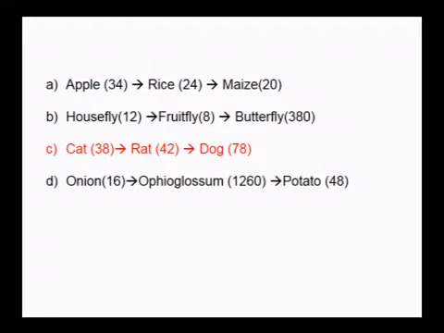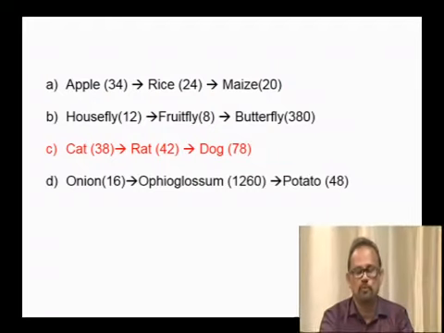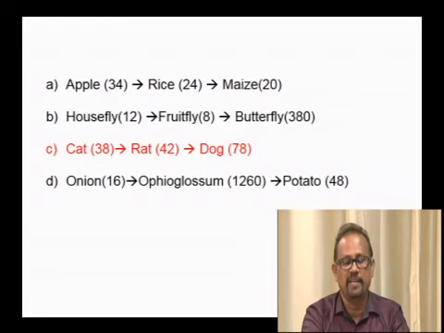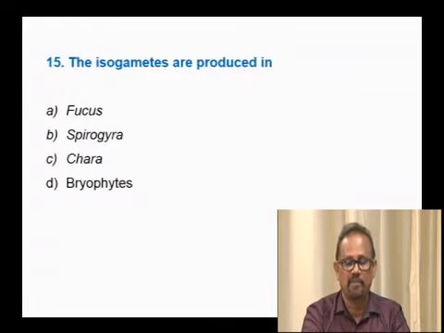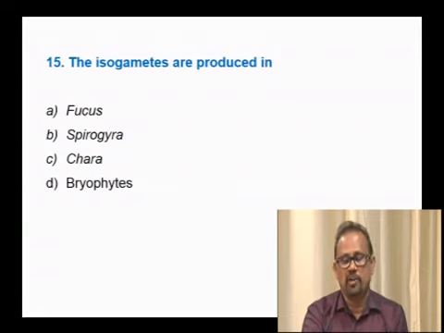So here I have given the lifespan and meiocyte number for different organisms. Next slide. The isogametes are produced in.